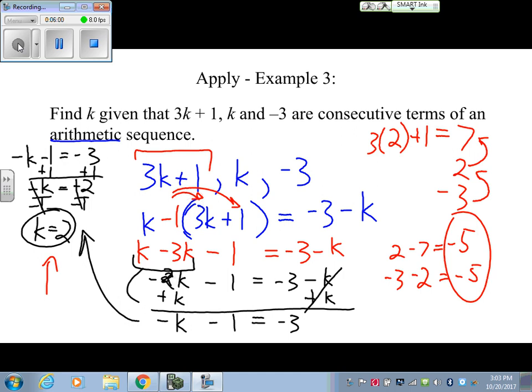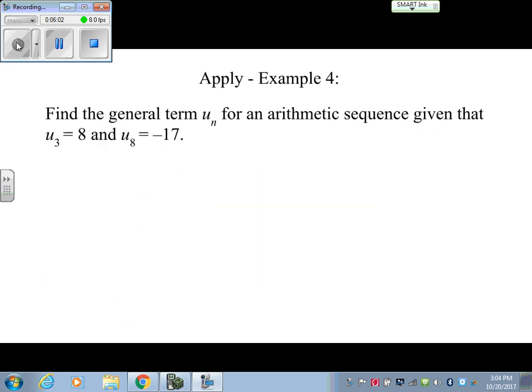All right, moving on to our next example. On this problem, we're looking for our general term. If you remember from our previous lesson, our general term is essentially the formula that allows us to find any term in the sequence by plugging in our desired term number.